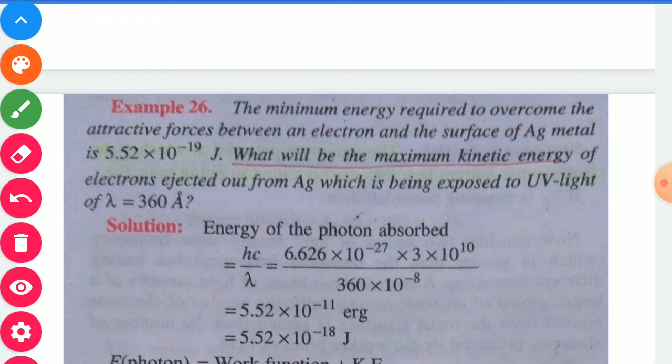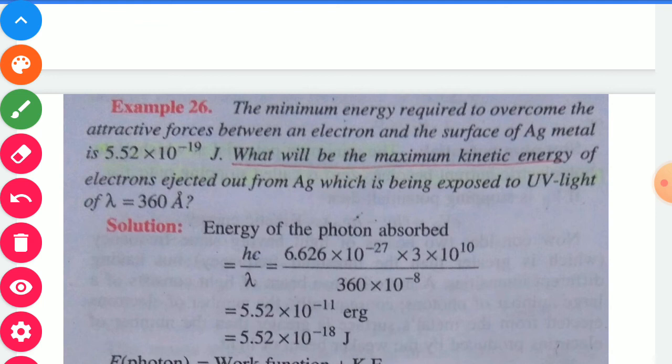Here in this question, the minimum energy required to overcome the attractive force means the energy required to cancel the binding energy on the surface of silver metal, which is 5.52. So here we have to find the kinetic energy. The wavelength of incident light, 360 angstrom, is given, as well as the minimum energy, 5.52. We have to find the maximum kinetic energy.